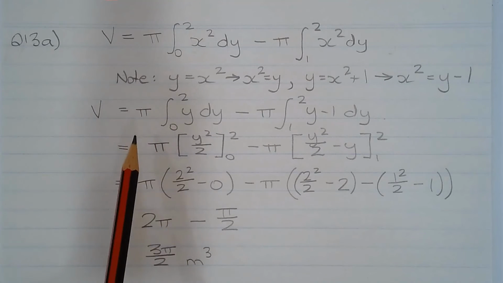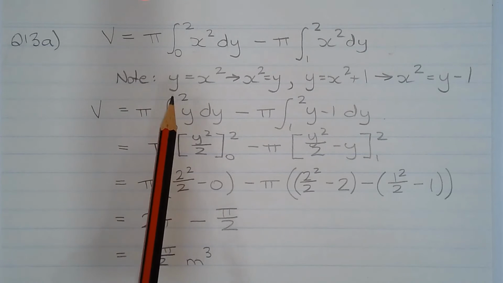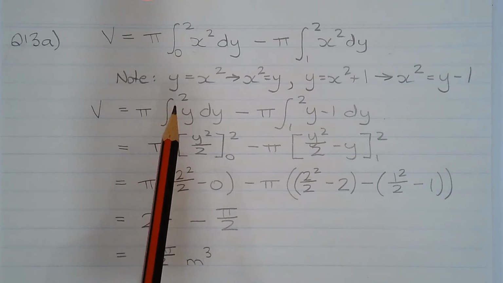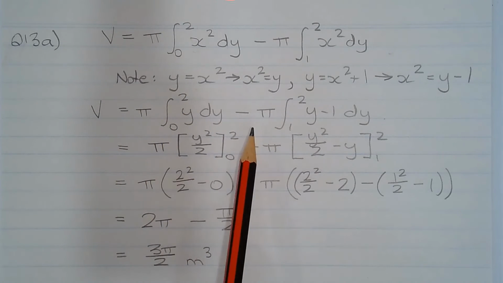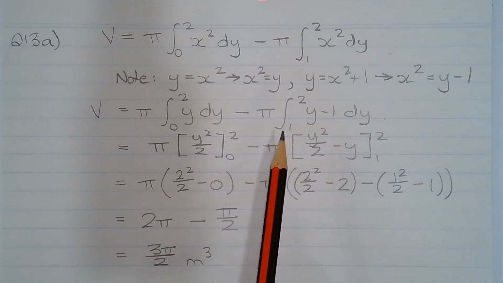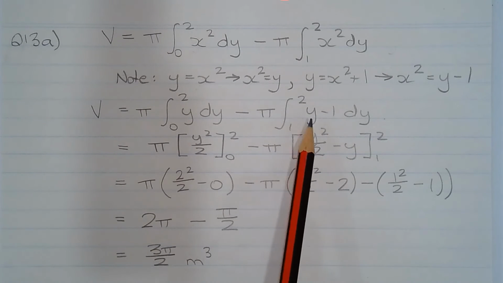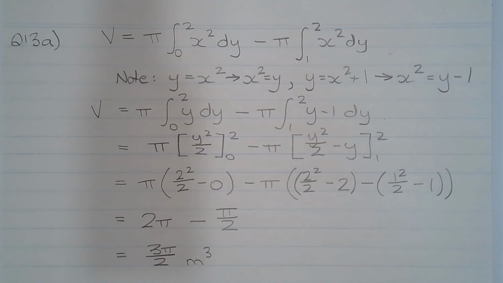So the integral becomes pi multiplied by the integral from y equals 0 to y equals 2 of y dy, minus pi multiplied by the integral from y equals 1 to y equals 2 of y minus 1 dy. And that equals pi multiplied by y squared over 2 from y equals 0 to y equals 2, minus pi multiplied by y squared over 2 minus y from y equals 1 to y equals 2.